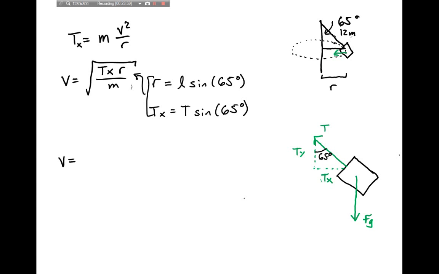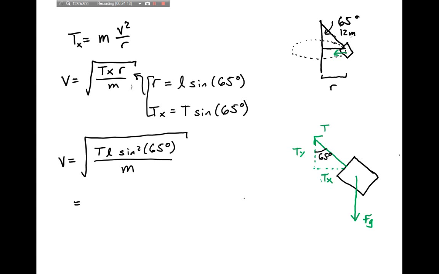So if I plug both of these things into this formula here, I see that the velocity is equal to the tension times the length of the chain times sine squared of 65 degrees. Right? I get one sine from the tension, and I get one sine from this r. And this whole thing's divided by the mass, and I still have to take the square root.